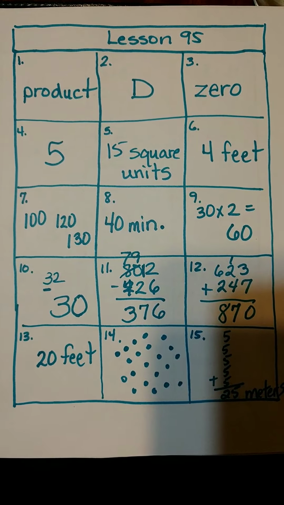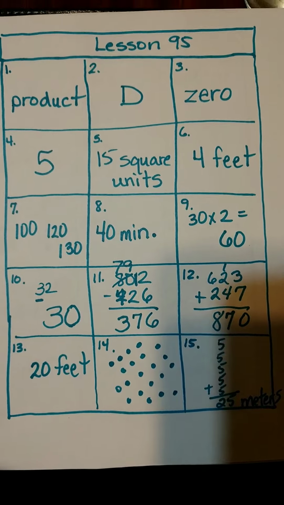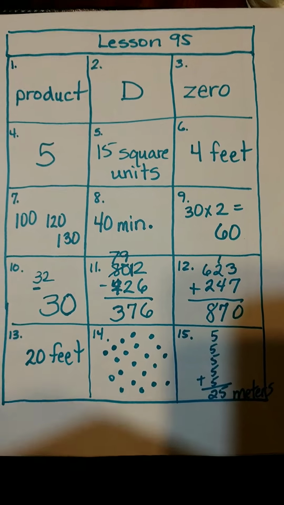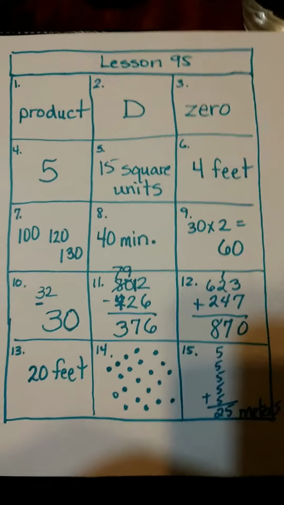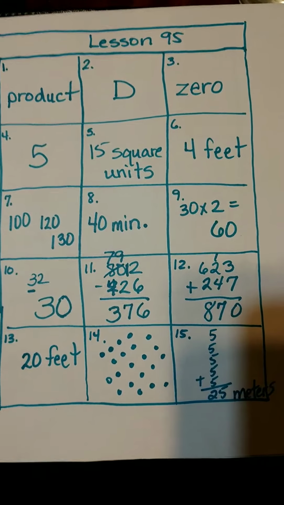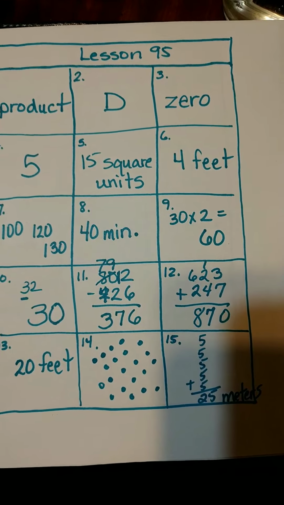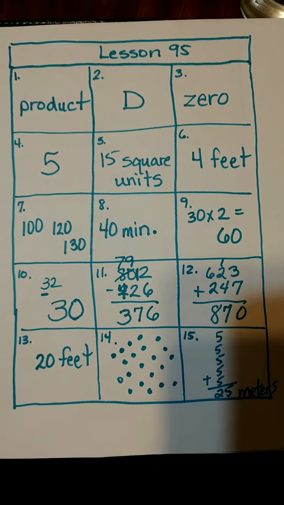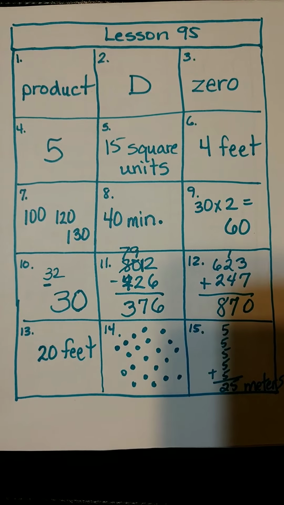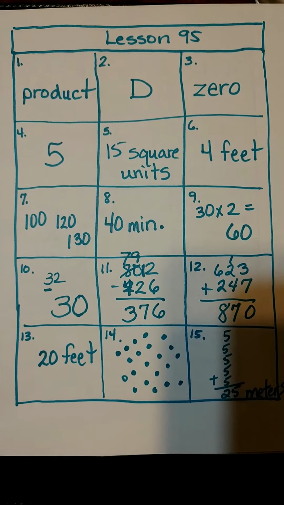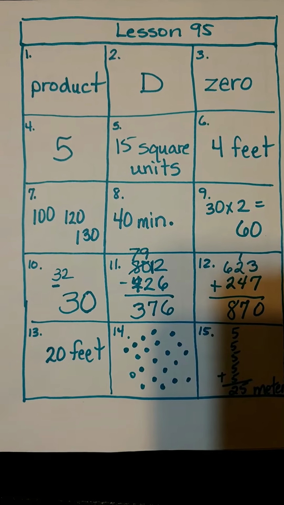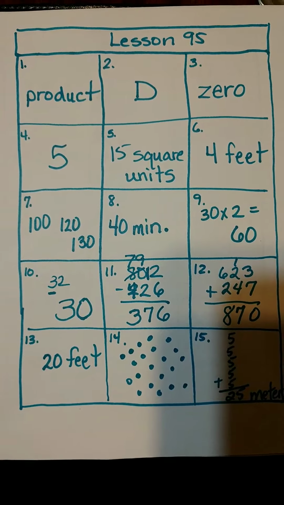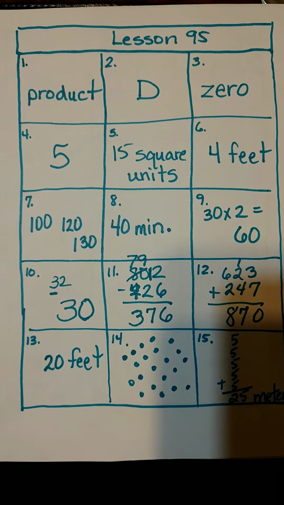On number 6, they asked which is longer, 4 inches or 4 feet. And if you remember, we talked about this yesterday. A foot is as long as a ruler, and an inch would be about where your thumb bends to the end of your thumb. That's about an inch. So 4 feet is longer. On number 7, you had to count by tens, and they gave you 80, 90, and then you had to put 100, and they gave you 110, then you put 120 and 130.